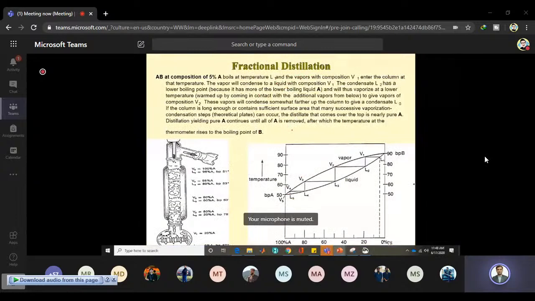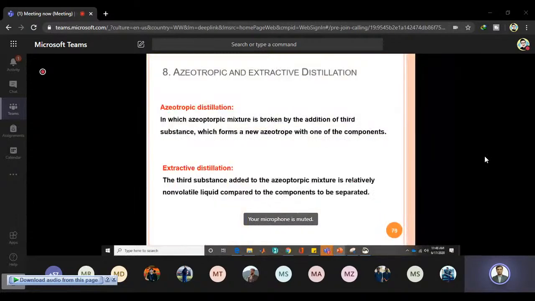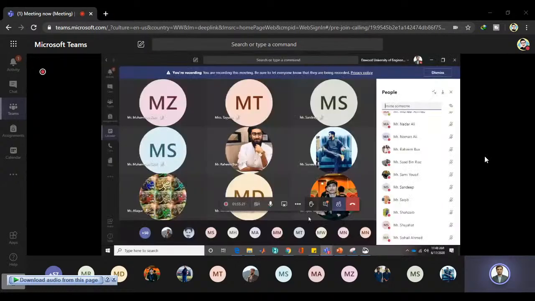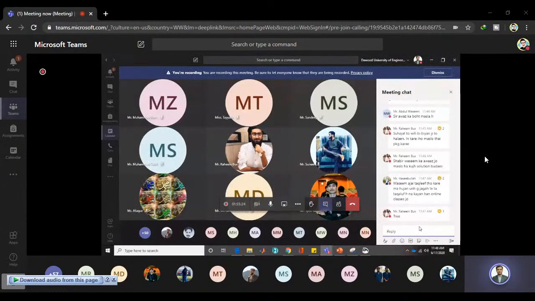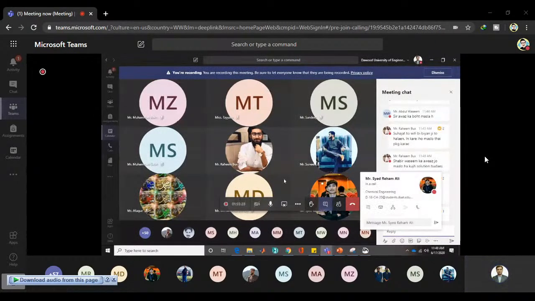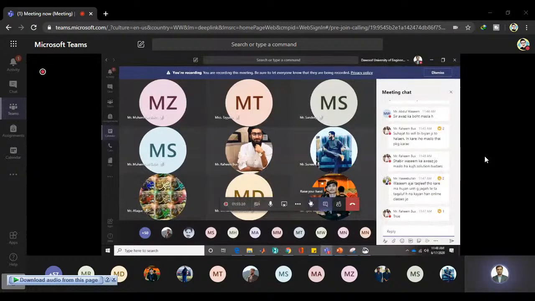Okay, this is again the same thing. Last is azeotropic and extractive distillation. In azeotropic, if there are any questions, let me answer your questions, then we move on. Any questions, please, on fractional distillation? If not, then we are moving to the next heading. Okay, there seem to be no questions. That's good. We are moving to the next.